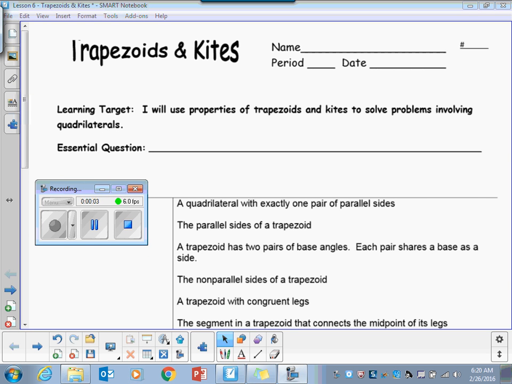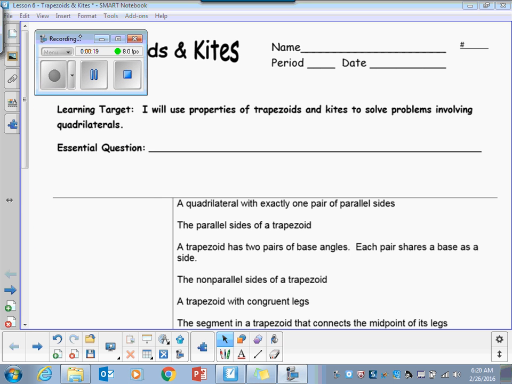Our topic today is trapezoids and kites, the last two of the special quadrilaterals we are talking about in this unit. Your learning target is to use properties of trapezoids and kites to solve problems involving quadrilaterals. Take a moment, please, and turn that into the essential question.